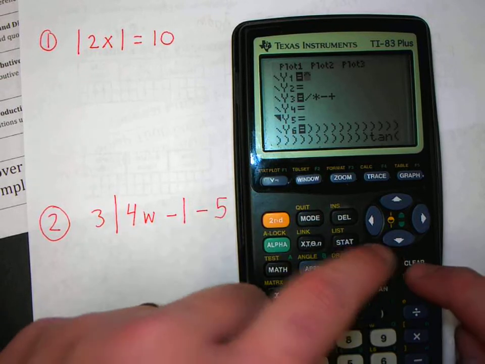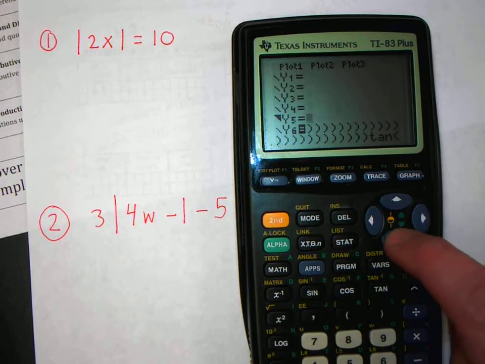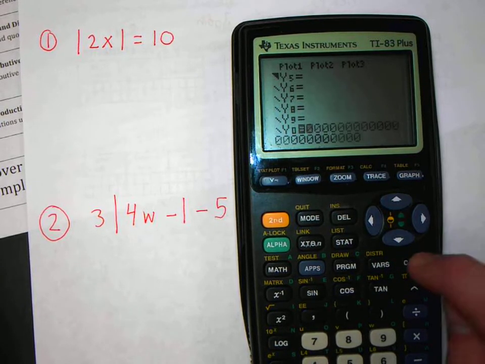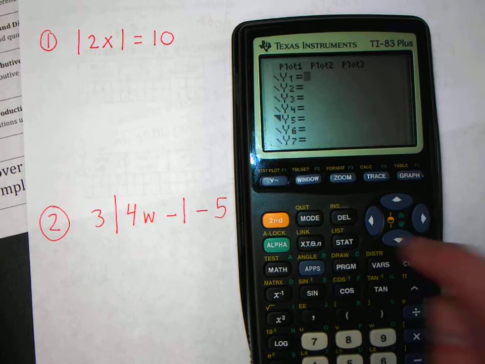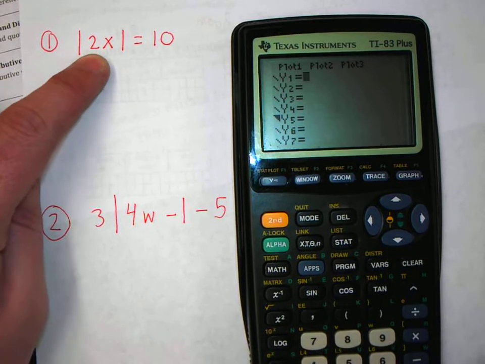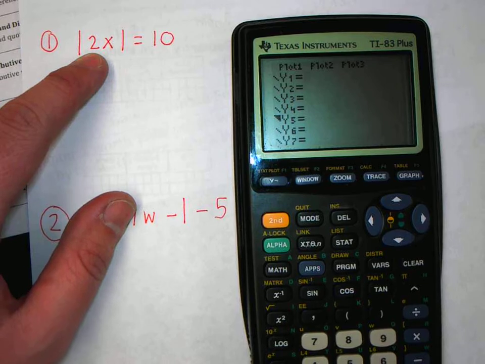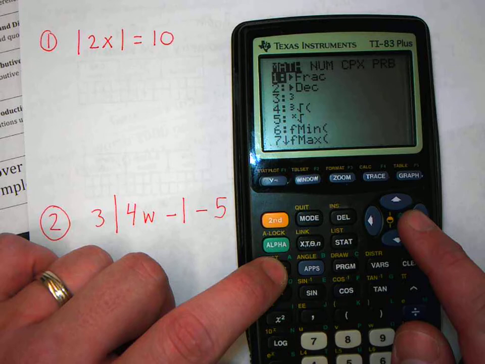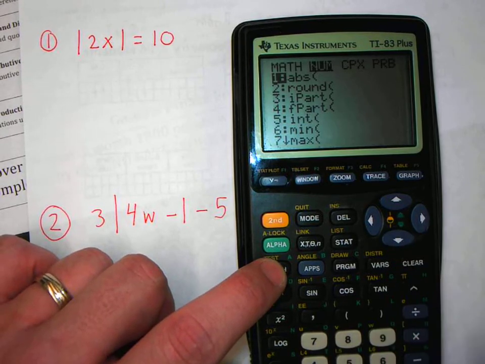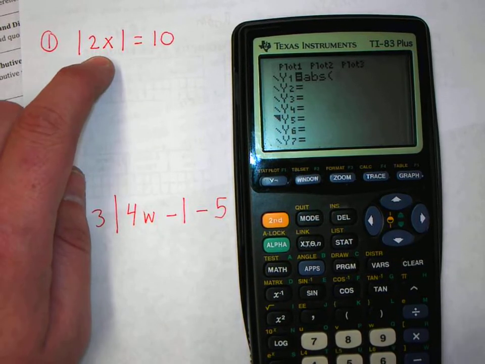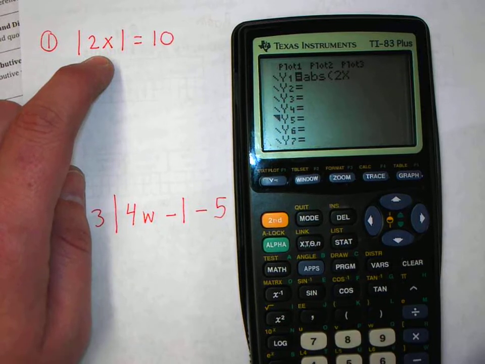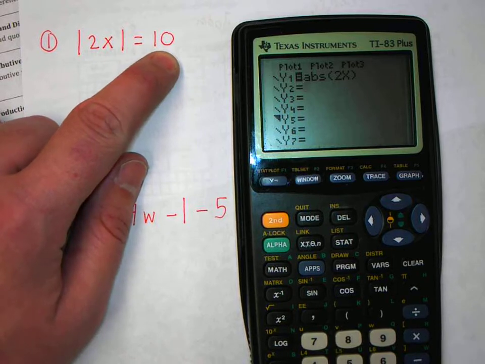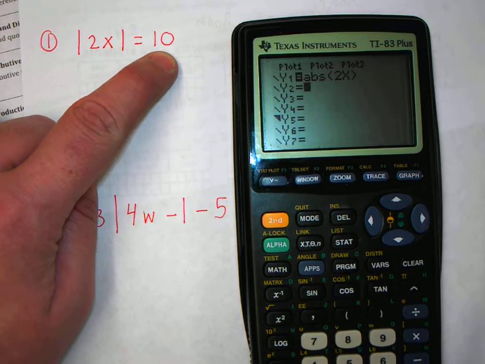Wow, I have a bunch of stuff in here. So you could clear out any junk people put in here. I didn't choose a good calculator. And I'm going to put in absolute value of 2x. So remember, absolute value is under math, number, and then ABS. I'm going to type in 2x, parenthesis. And then I'm going to put what's on the other side in a different y equals. The other one is 10.